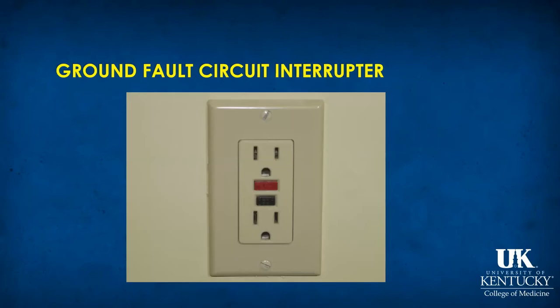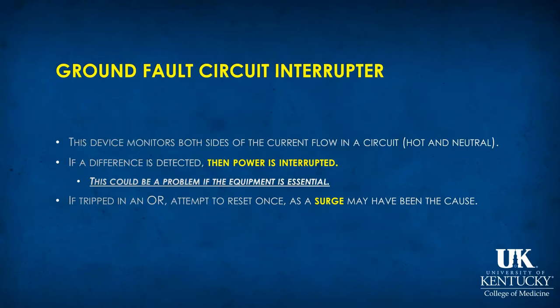Now, as I mentioned before, there is a device called the ground fault circuit interrupter, and this is what it looks like. These kinds of devices are seen in wet locations such as kitchens and bathrooms. And this device monitors both sides of the current flow in a circuit, and when a condition is detected, then power is interrupted.